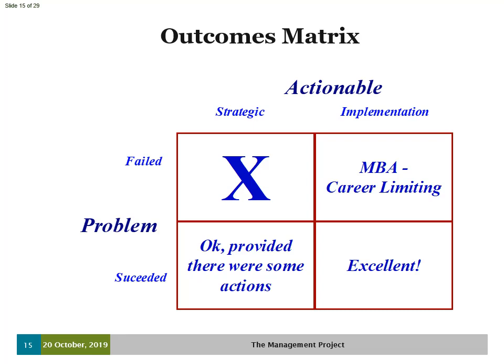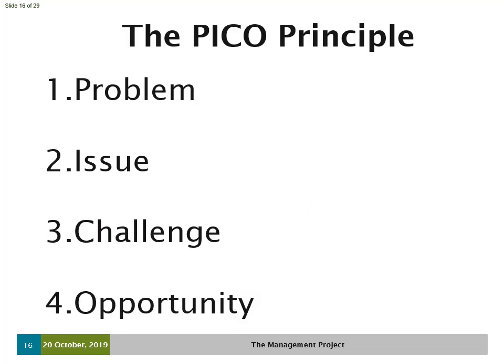However, if it was actionable in the sense that it's been implemented and it succeeded, that is the sweet spot that we're aiming for on the MBA Management Project. I've already referred to this PICO principle, which is problem, issue, challenge or opportunity. In the UK, we tend to be a little bit pessimistic in our views and refer to problems. Issues is value neutral.